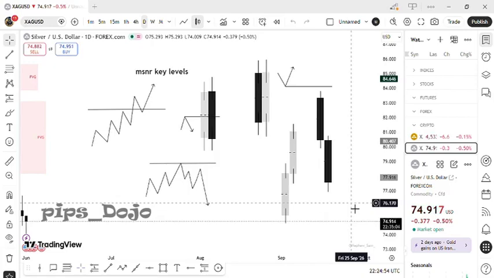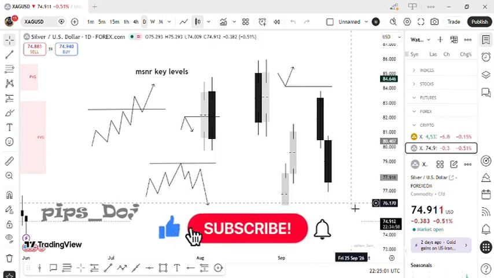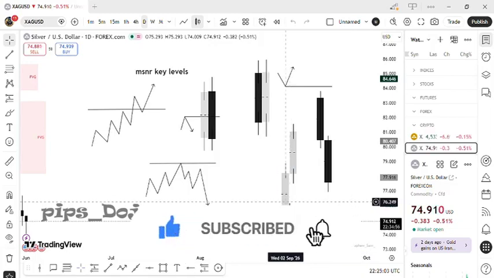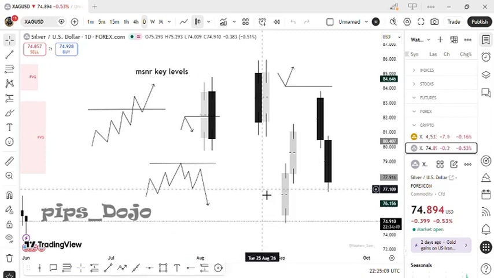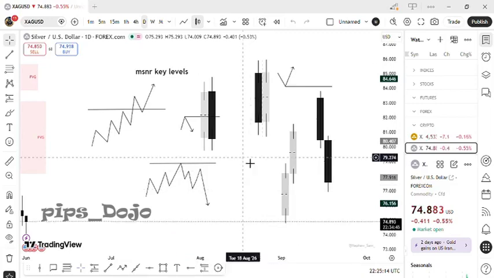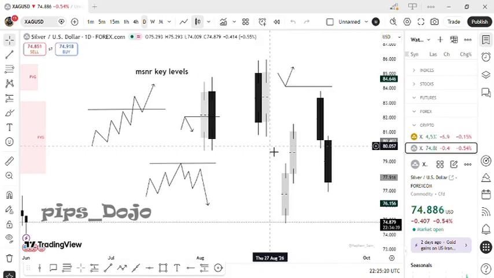Alright, so for the MSnR key levels, I already said it. MSnR simply means malicious support and resistance. So we have key levels to watch out for when trading MSnR or when using MSnR to determine our bias. The first of those key levels is the support, which is also called the V-shape key level, whatever you want to call it. Alright, so this is it right here.